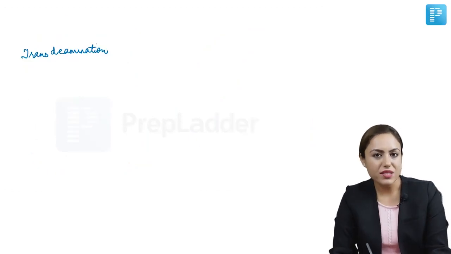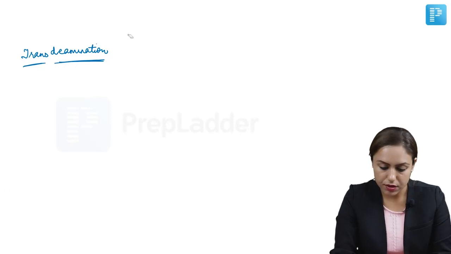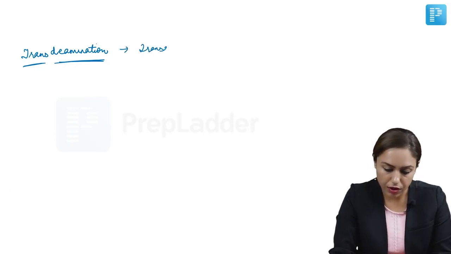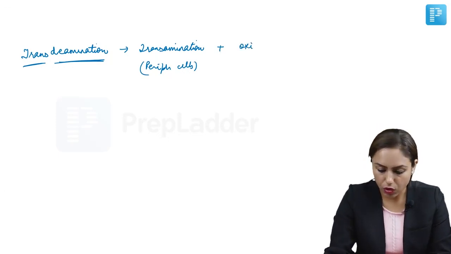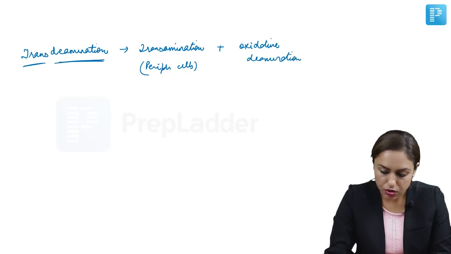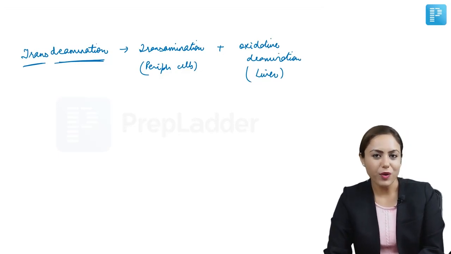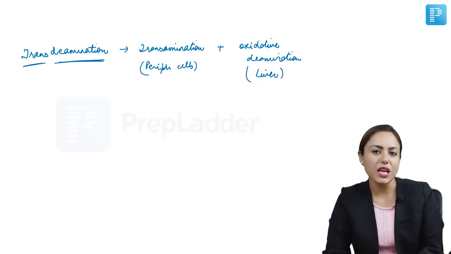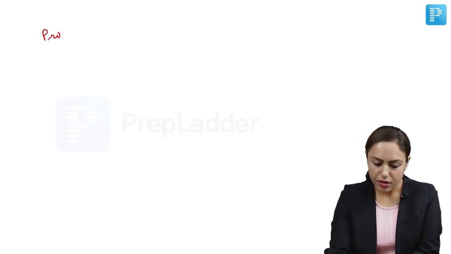Okay. Now what is this term? Transdeamination. Transdeamination is coupling of transamination, which occurs in peripheral cells, with oxidative deamination, which occurs in which cell? It occurs in the liver cell, right? So this is transdeamination. So now moving on to the next topic, that is proteins.